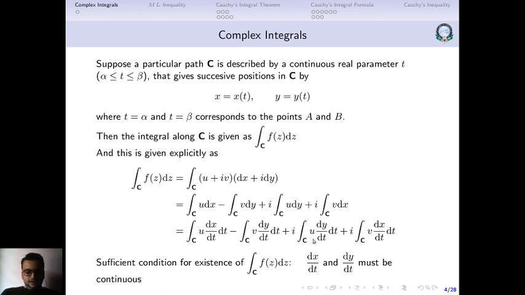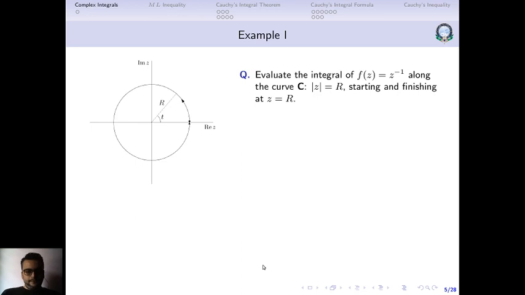And when is that possible? That is possible when these derivatives dx by dt and dy by dt, the derivatives of x and y, are continuous. So that's the sufficient condition for the existence of a complex integral.